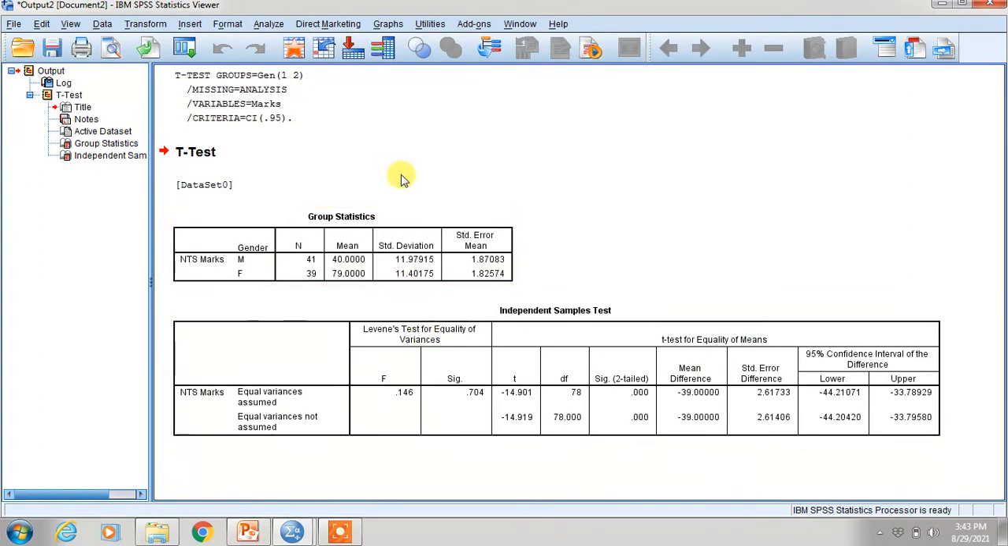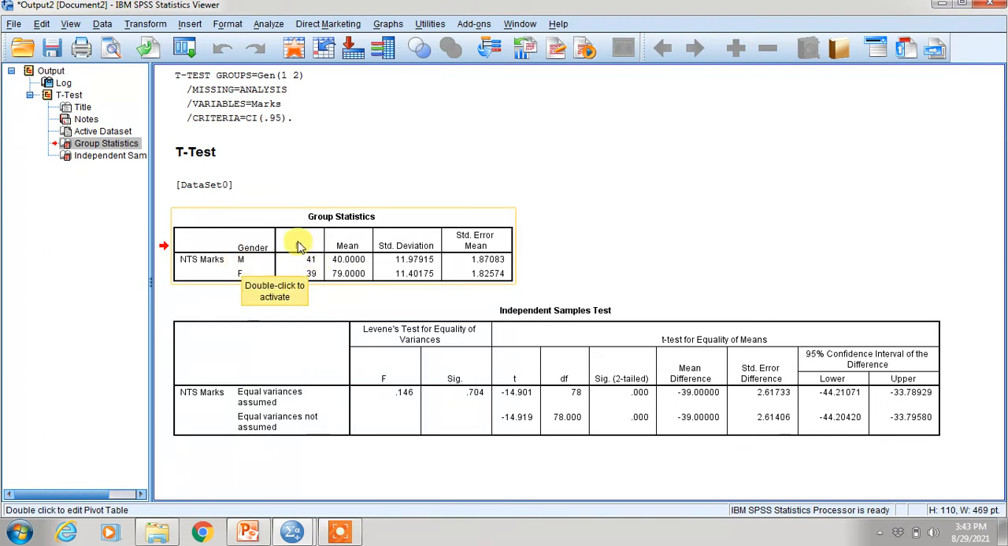So these are the results of the independent sample t-test. You can see that M means male. The number of males is 41 in this data and the number of females is 39. In total these are 80. The average score of the male is 40 while the average score of the female is 79, which clearly shows that there is a difference.